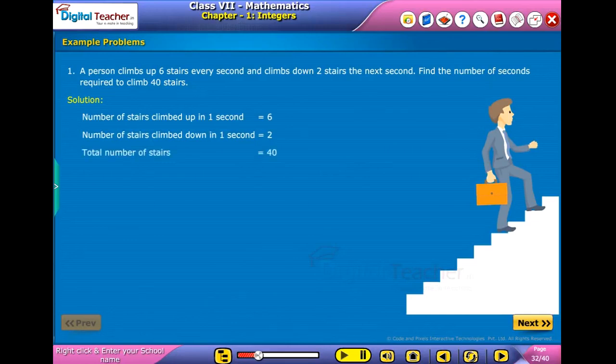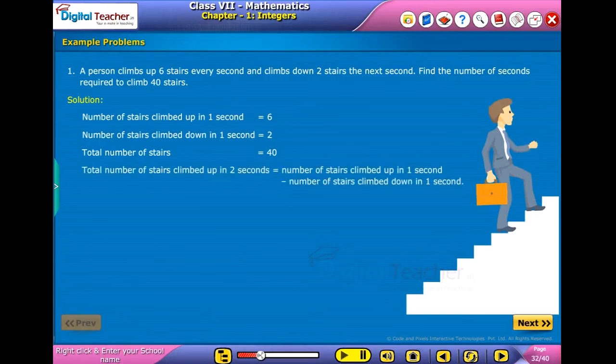Total number of stairs are 40. Total number of stairs climbed up in 2 seconds is equal to the difference between number of stairs climbed.